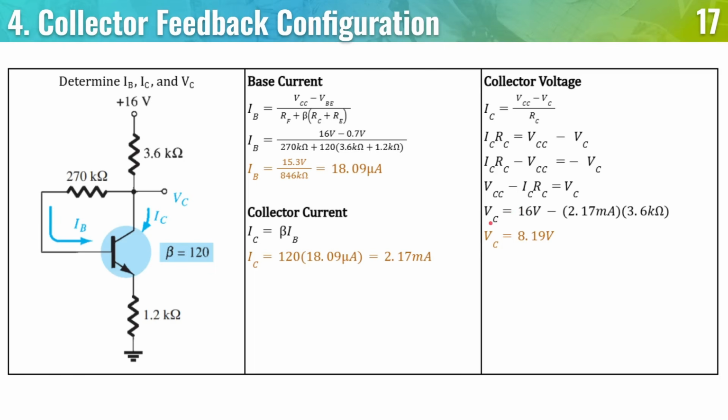We also know that VCC is 16 volts, 2.17 milliamps is equal to the collector current, and 3.6 kilo ohms is the resistor across the collector. Therefore, VC is equal to 8.19 volts.